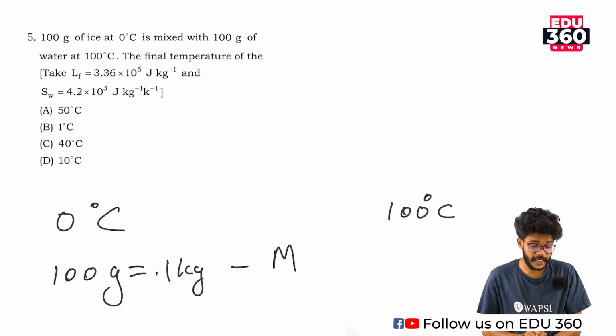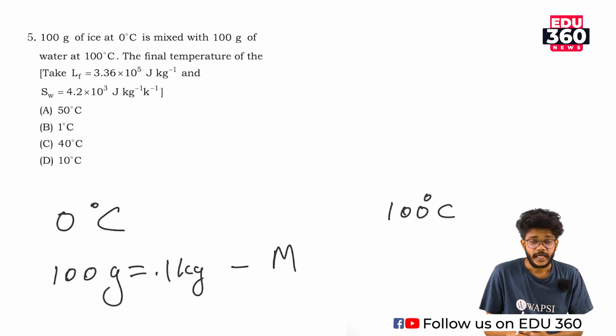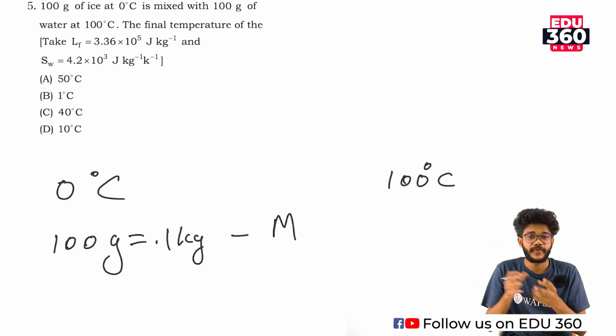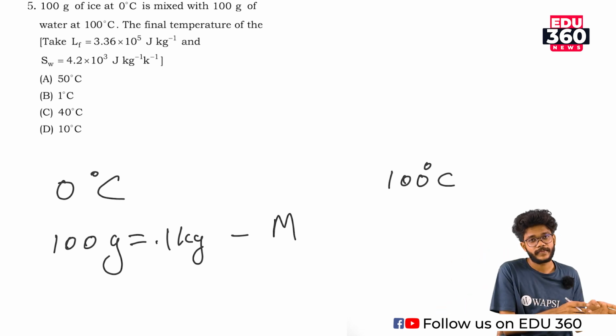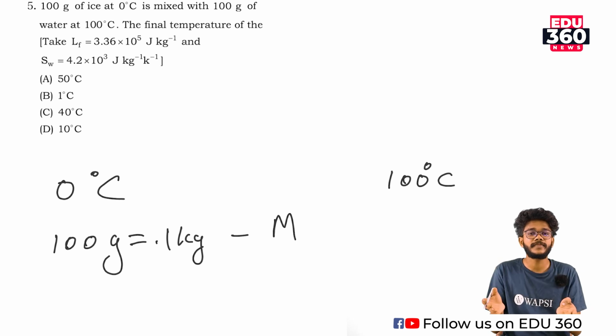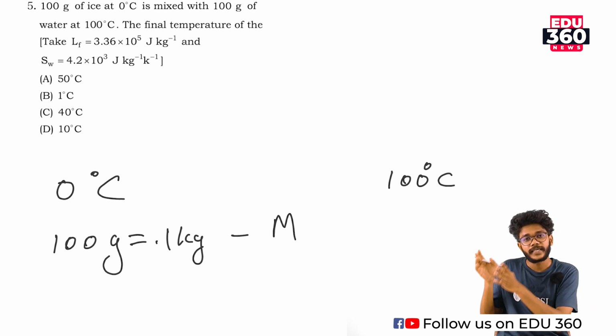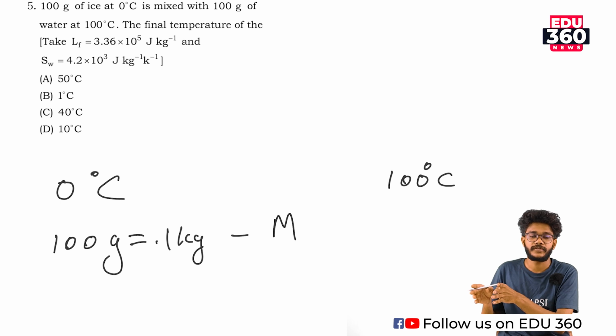And LF and SW are given. The energy is going from high temperature to low temperature. High energy means high temperature. So from 100 degrees Celsius, the... What is meant by that?